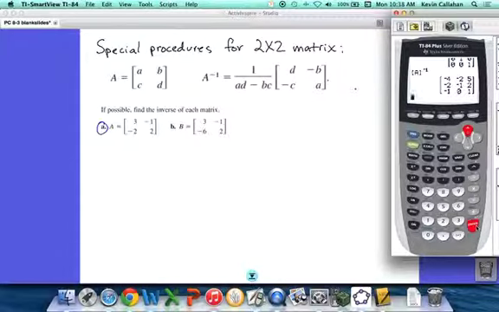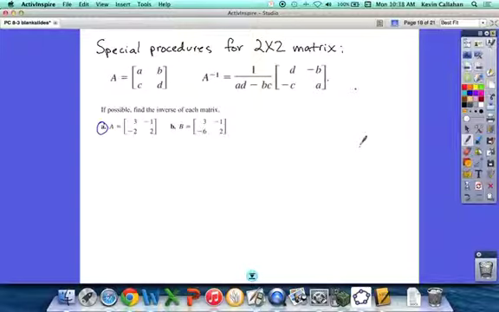Right. The special procedure for a 2 by 2 matrix is like this. If you've got a 2 by 2 matrix, and we'll just call each entry A, B, C, D, then in the matrix you switch the position of the A and the D. You switch the position of these two, and then you put minus signs in front of the other two. And then you multiply by 1 divided by AD minus BC, right?